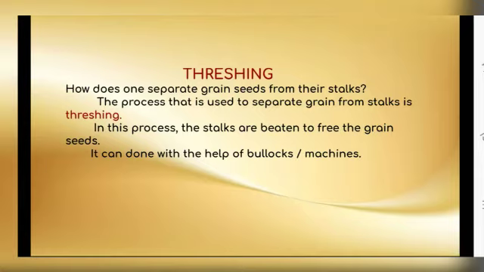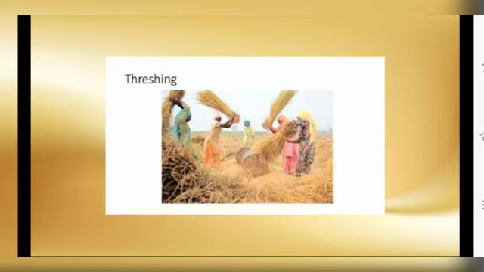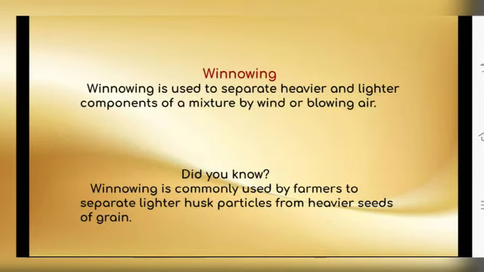The next one is threshing. You must have seen bundles of wheat or paddy stalks lying in fields after harvesting the crop. Stalks are dried in the sun before the grain is separated from them. Each stalk has many grain seeds attached to it. Imagine the number of grain seeds in hundreds of bundles of stalks lying in the field. How does the farmer separate grain seeds from those bundles of stalks?